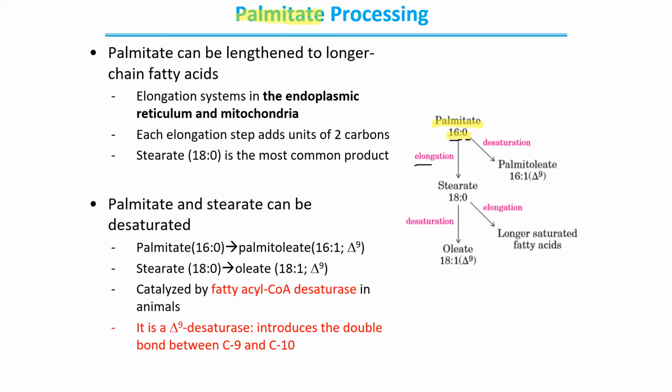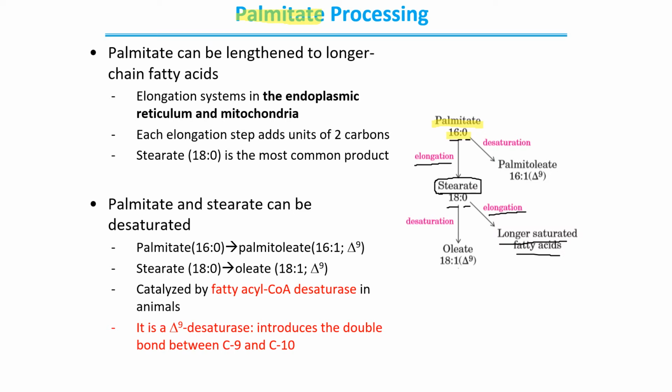Now we can elongate this fatty acid, add 2 more carbons to it, and convert it into stearate or stearic acid, which has 18 carbons and no double bonds. And we can further elongate it into longer saturated fatty acids, adding 2 carbons at a time. We have very long chain fatty acids as well, especially in the brain or the central nervous system, which have 24, 26 or even more carbons. So this is the elongation.